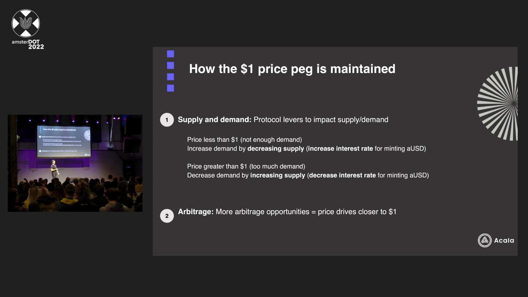So arbitrage, this is the second way. We've talked about the bots. The same thing is true for the stablecoin peg. With aUSD, we want as many DEXs and centralized exchanges as possible to list aUSD, because the more places people have to arbitrage aUSD, the closer to that $1 peg it will be.